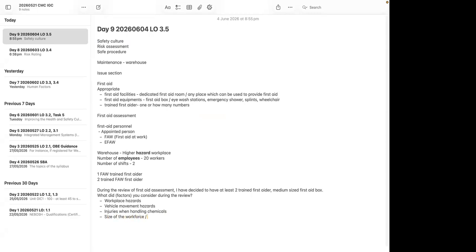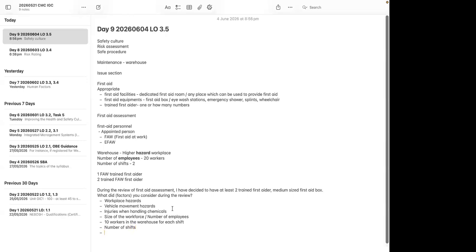Then you're also going to consider the size of the workforce, or number of employees. Now, again, they will also check how well we have read the scenario. Here there are 20 workers working in two shifts. So I may mention 10 workers in the warehouse for each shift. So 10 people working in each shift, and the number of shifts is another factor I will consider.